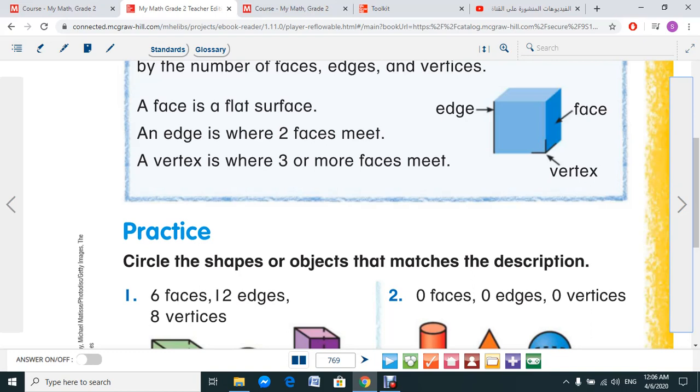For example, how many edges does it have? How many faces? How many vertices? Okay. So now you have to choose a shape and tell me how many edges, faces, and vertices it has. That's it for today, and I hope you enjoyed the lesson. It was very fun.